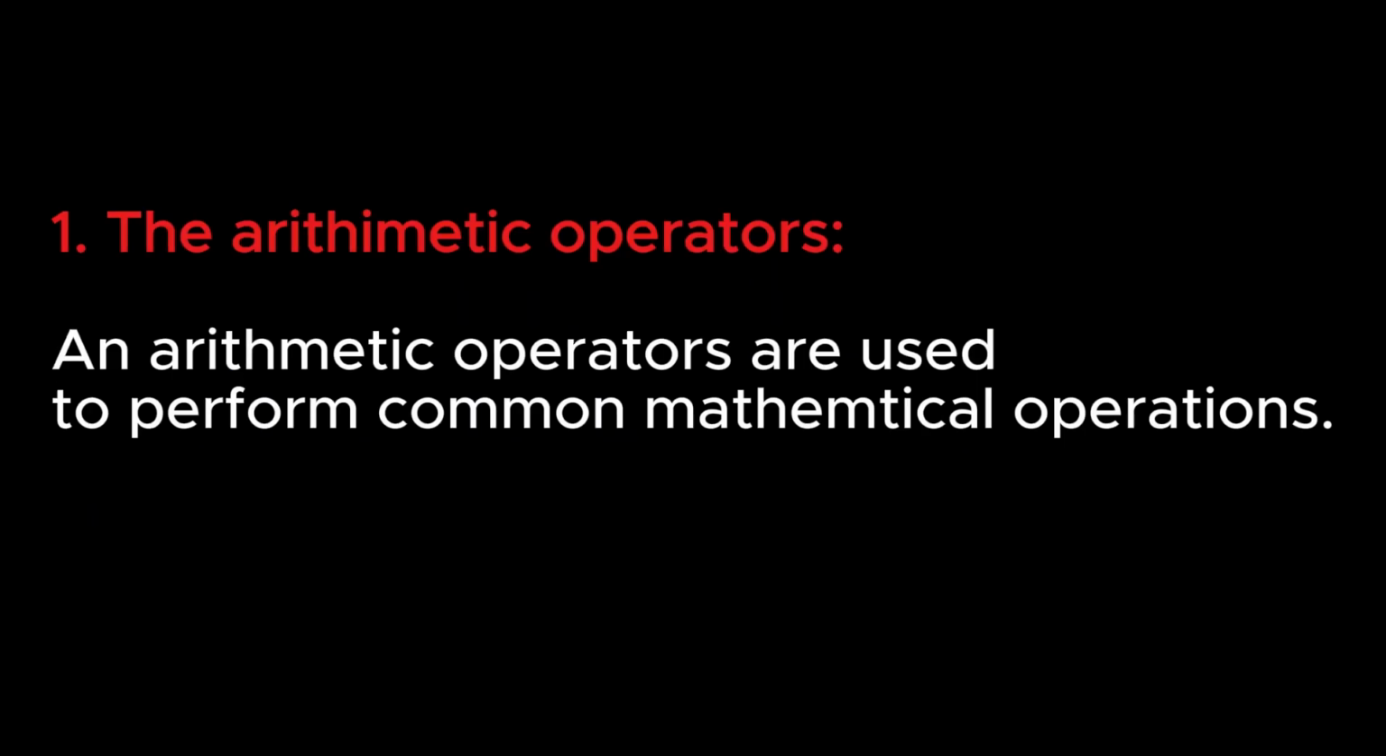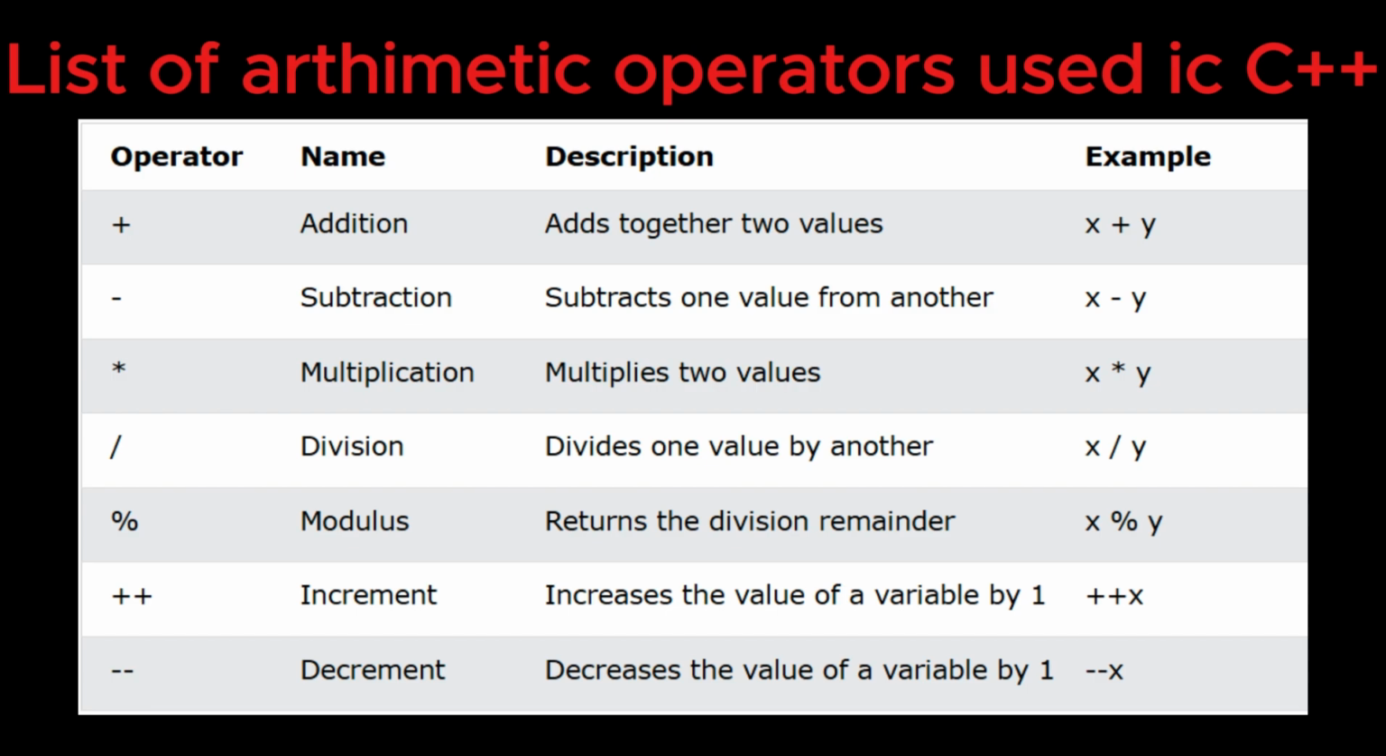Arithmetic operators. Arithmetic operators are used to perform common mathematical operations. This table shows the list of arithmetic operators used in C++ programs. It shows the operator, name of operator, description, and the example. As you see, in the first position we have addition. It adds together 2 values. It is used to add 2 or more values.